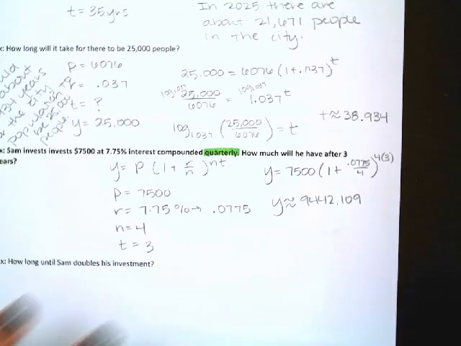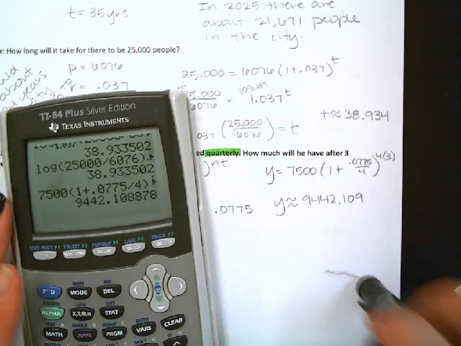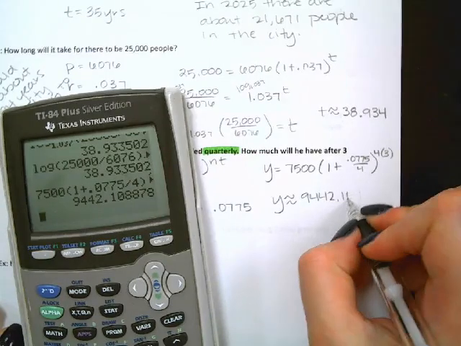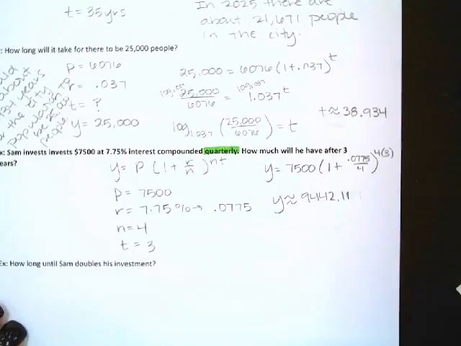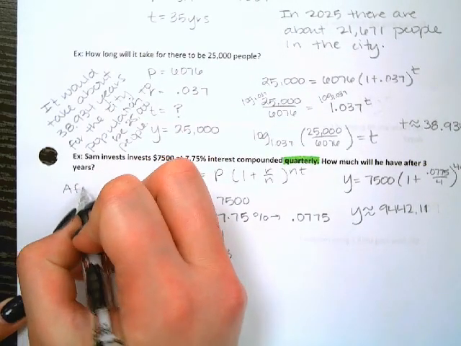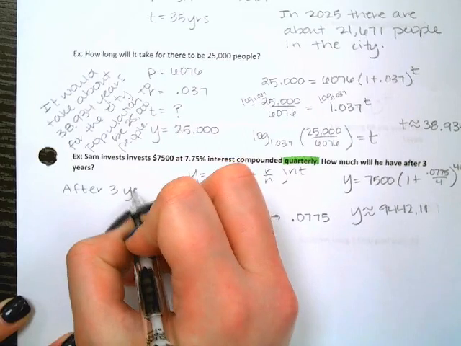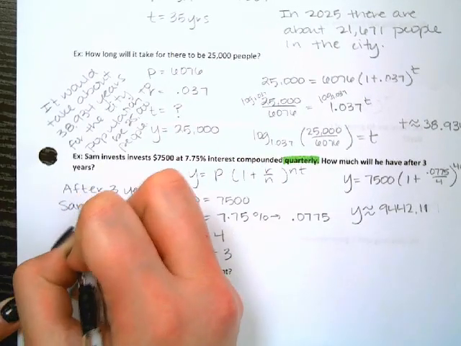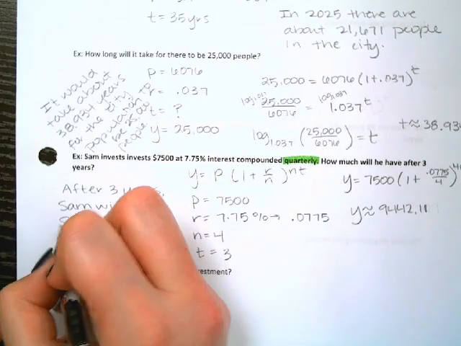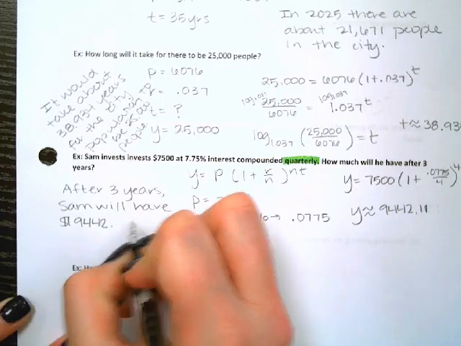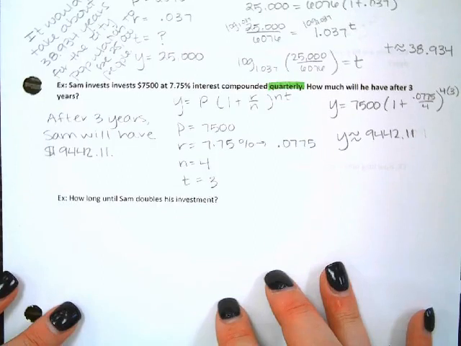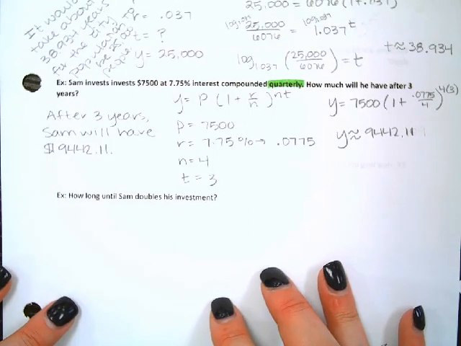All right, and this is money actually. So I can go ahead and do 2 decimal places since I know that money is going to go to 2 decimal places. Okay, so we are going to say after 3 years, Sam will have $9,442.11. All right, how long until Sam doubles his investment?